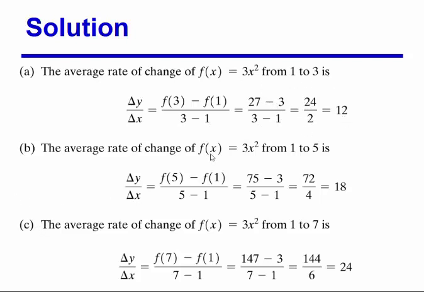For B, again, same function. We're going to find f of 5. We already know what f of 1 is. That's 3. f of 5 is 75. We substitute the values into the equation, and we get that the average rate of change is 18 units. And then for C, we have to find f of 7. f of 7 is 147. Again, we just plug in the values into the equation, and we get 24. So the rate of change is 24 units.